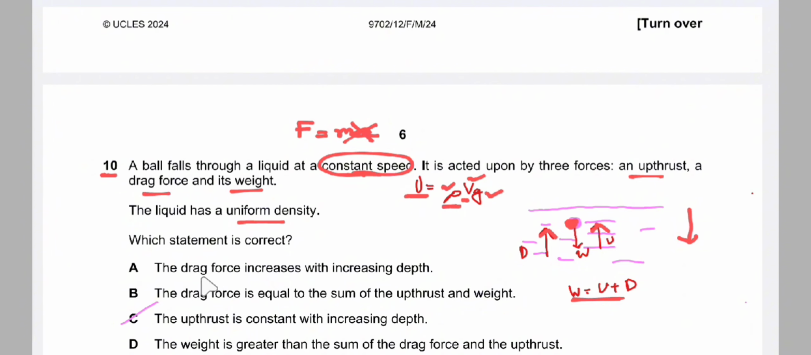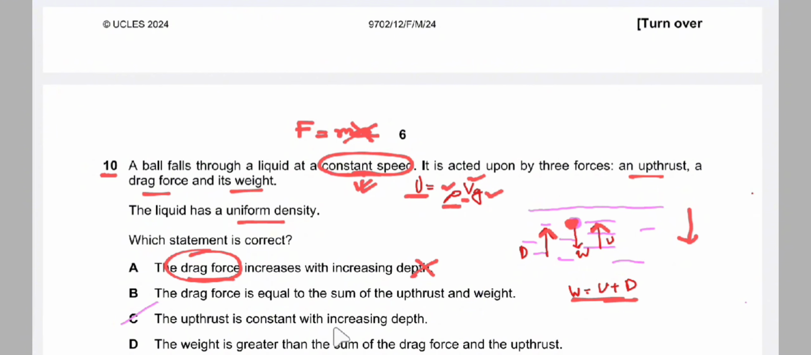So which statement is correct? The drag force increases with increasing depth. This statement is wrong because the drag force, or the air resistive force, mainly depends on speed. Since speed is constant, the drag force is also constant. The drag force is equal to the sum of the upthrust plus weight. This is wrong because weight is equal to the sum of upthrust plus drag force.